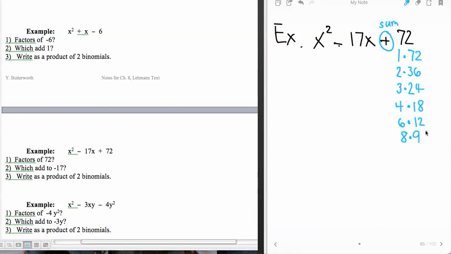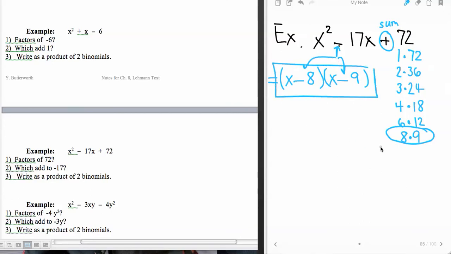So the ones that sum to 17 are the ones that would have been obvious to us, right? 8 and 9, but don't always just assume they'll be the obvious ones. And so we have an x with an 8 and an x with a 9, and then we're going to use this sign for both of them because that was a sum. So this is a minus and a minus. So we have x minus 8 times x minus 9, and that's how that factors.